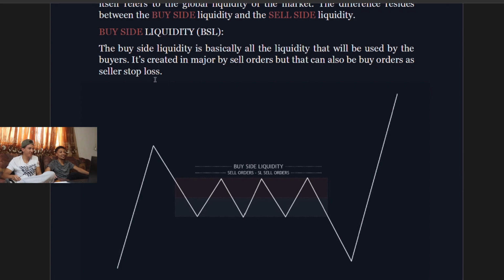The buy side liquidity, BSL, so you can see there's like a turnbuckle, we'll get to that. The buy side liquidity is basically all the liquidity that will be used by the buyers. It creates a major buy sell order, but then it can also be buy orders as seller stop loss. Buy side liquidity: so basically buy orders, sell orders, stop losses.